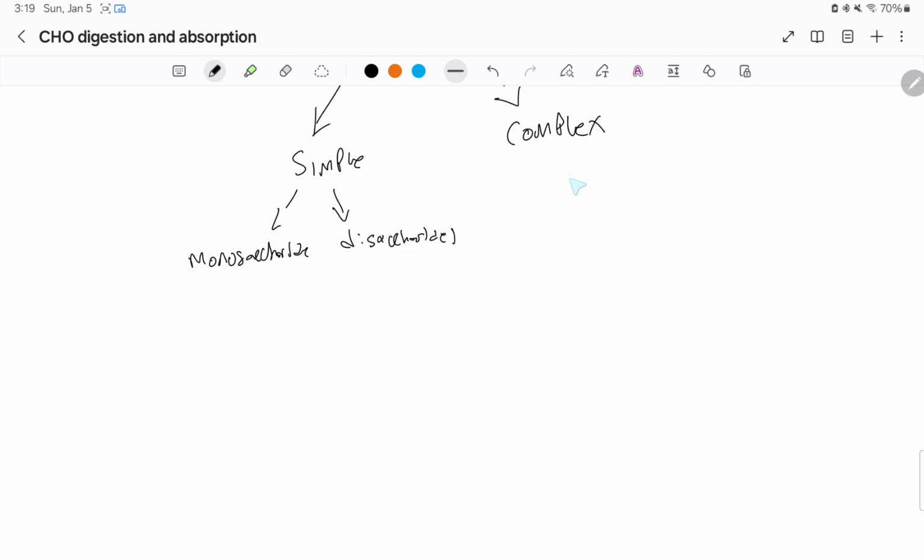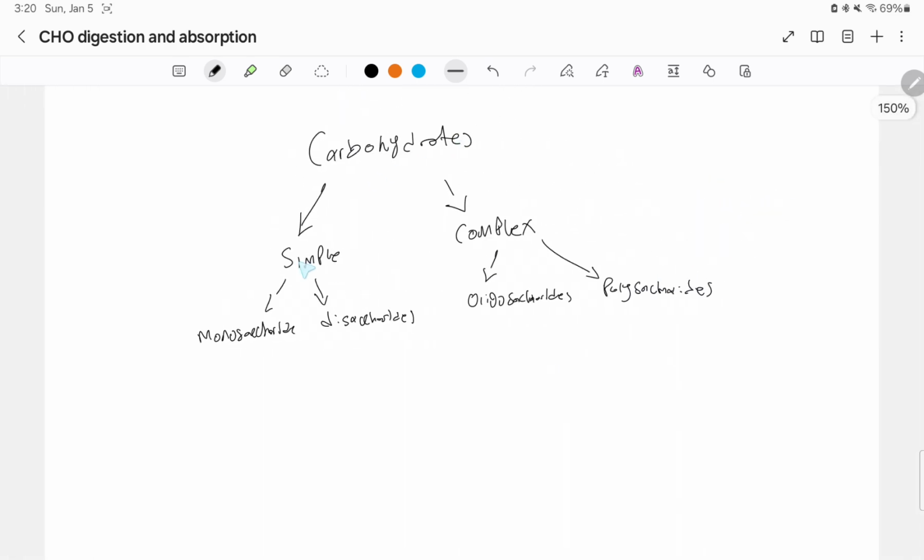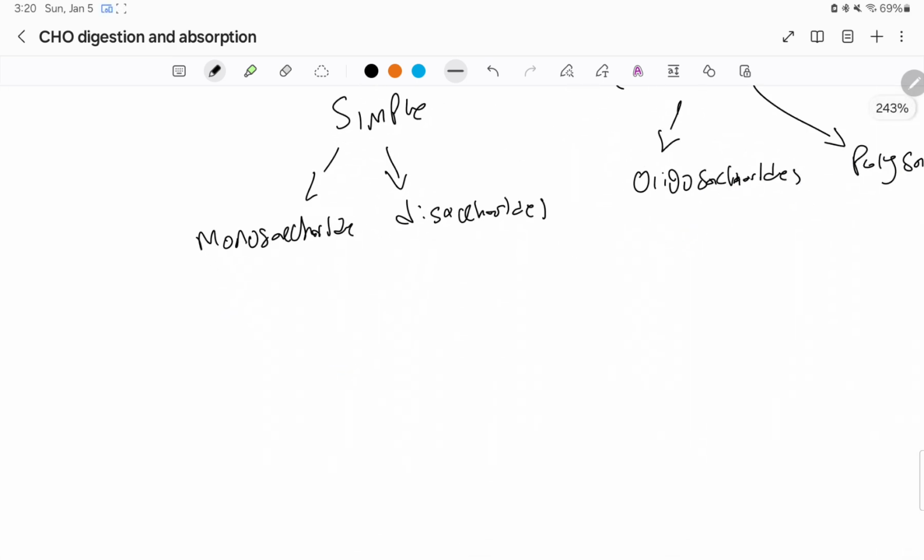Your complex carbs, well, they're going to include things like oligosaccharides and polysaccharides, okay? So again, so far we've had these carbohydrates. You can have simple or complex carbs. The simple are the monosaccharides and the disaccharides. So the monosaccharides include the simplest forms of sugars you can have.